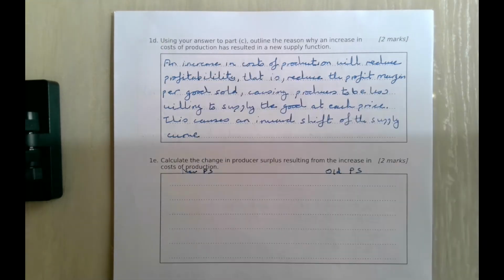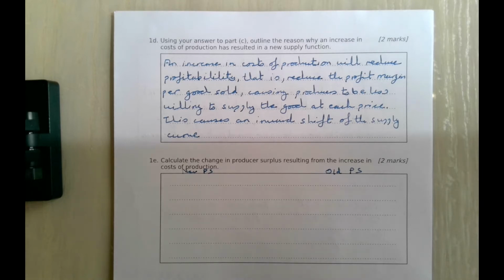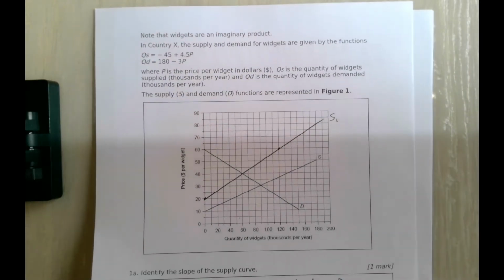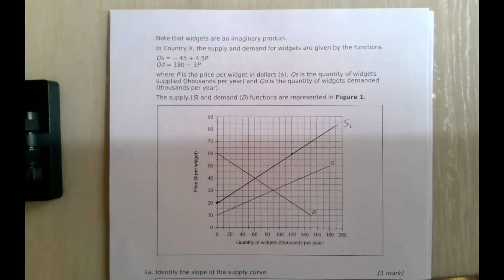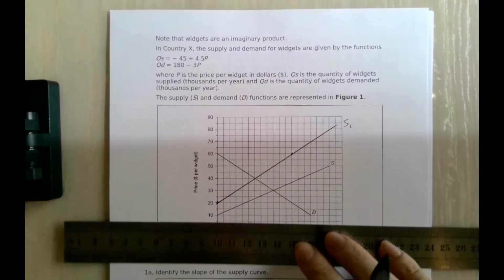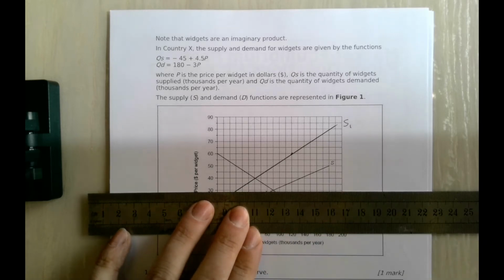Okay, so in this question it says calculate the change in producer surplus resulting from the increase in cost of production. So I'm going to go the old one first. Now, what is producer surplus? It's the difference between the amount of money that the supplier received for selling the good, which is the selling price, and what they would have been willing to sell the good for.